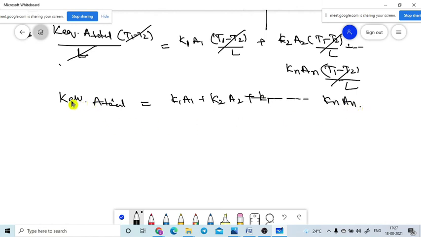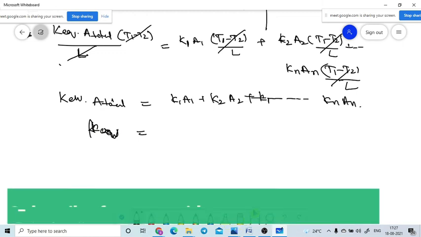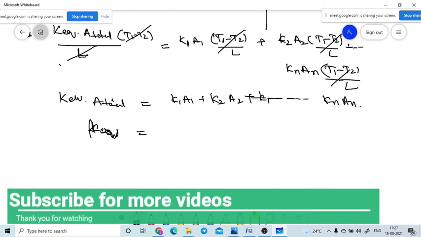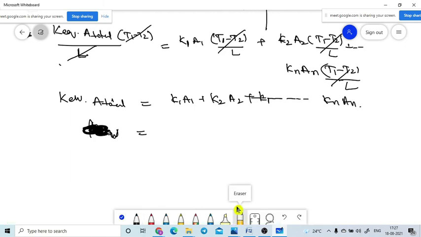So K equivalent value is equal to... it is doing nonsense. I will write very fast. Some areas are working, some areas are not working. Wait, only 2 minutes and we will complete this. Within 2 minutes we are going to complete.